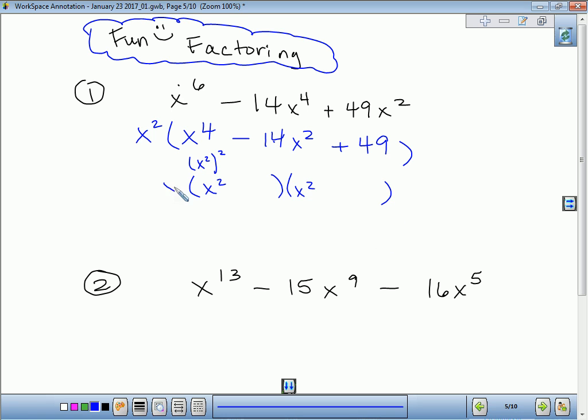Okay. And then we ask ourselves, what can we multiply to get 49 that we can add to negative 14? Negative 7, negative 7. Negative 7 and negative 7, and I love it, Sam. That is exactly how we would write it. And this is going to become critical later on.